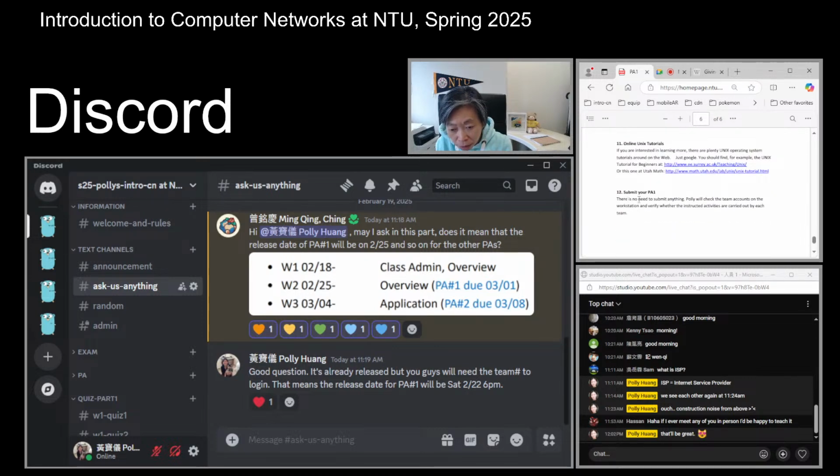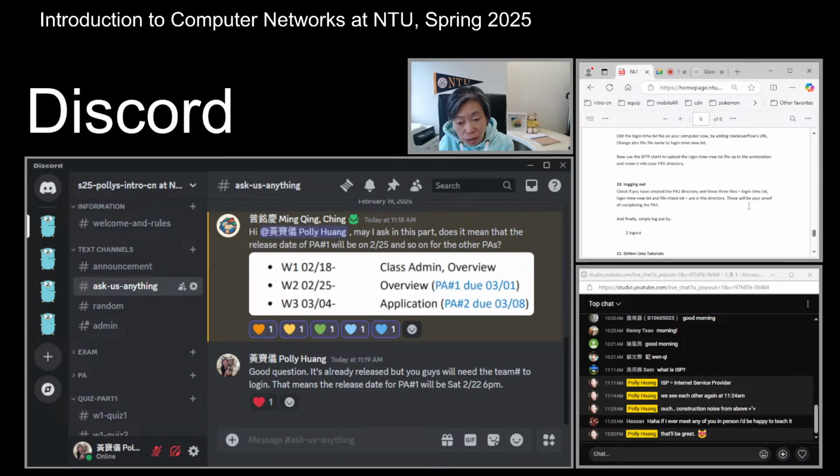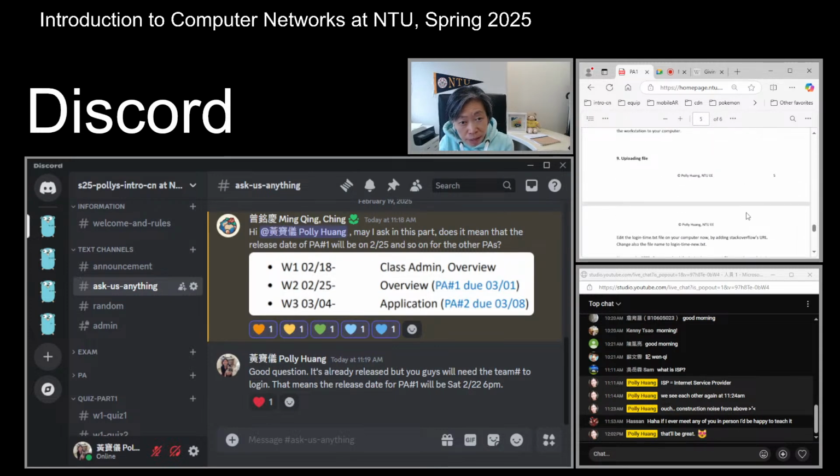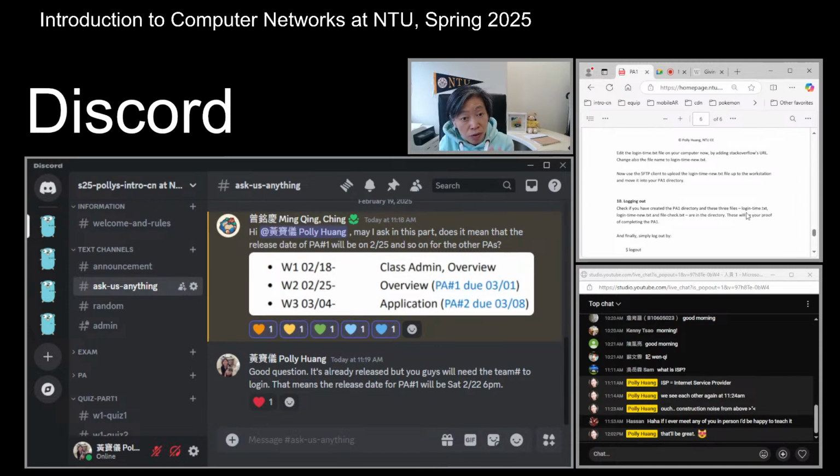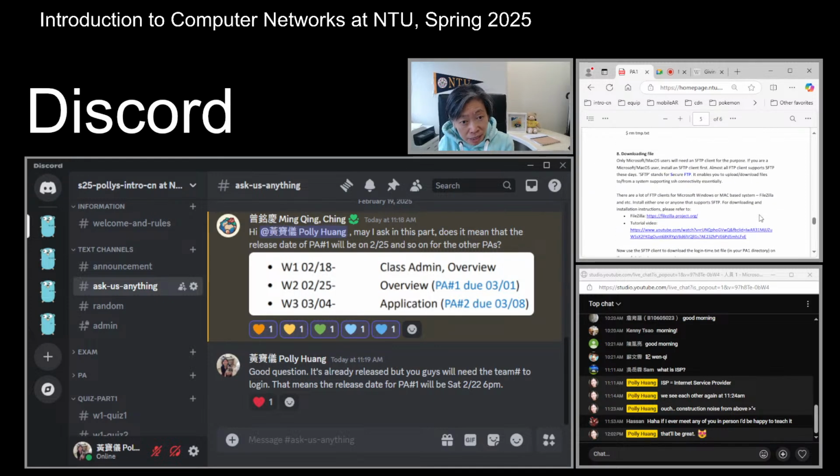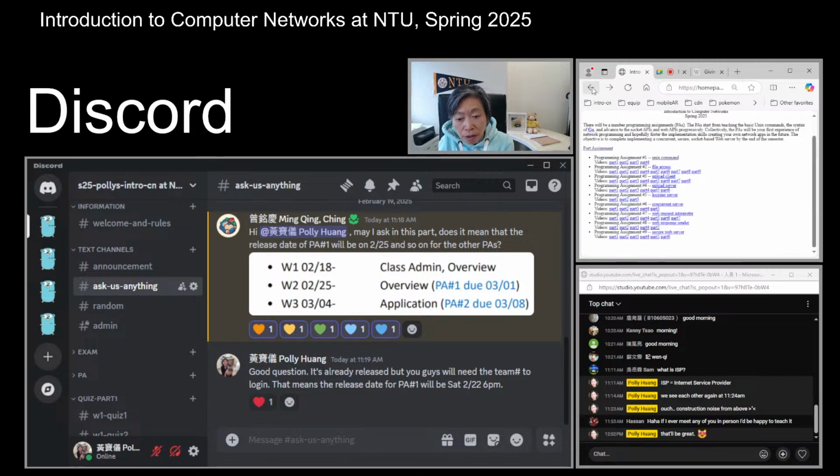Submitting PA1? There's no need to submit anything. You just need to log into the account we set up for you. That's a special Unix server set up for the class. You just log into your account and do all these things as described. And we'll check in your directory whether you have done your work, which is to exercise all these basic Unix commands.